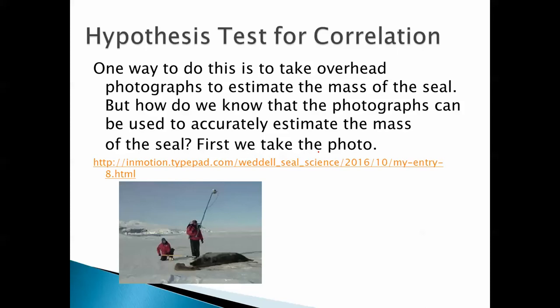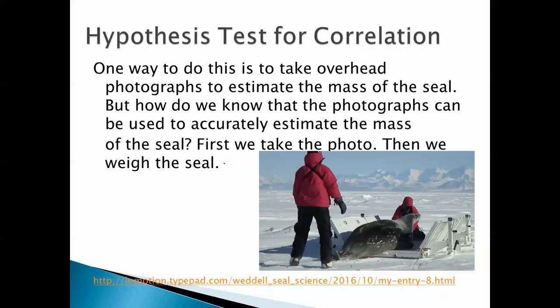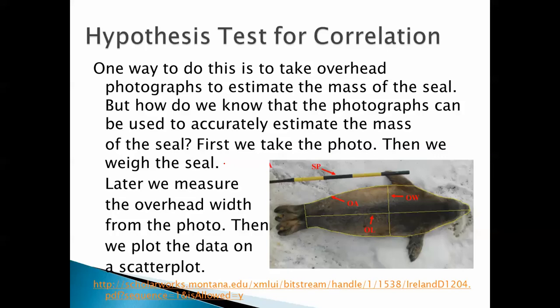First, we take the photo. Here he is, photographing a Weddell seal. Then we weigh the seal. This is a livestock scale, big scale. Later, we measure the overhead width from the photo. Then we plot the data on a scatter plot, in other words, mass and overhead width. This is what the overhead width looks like, OW.